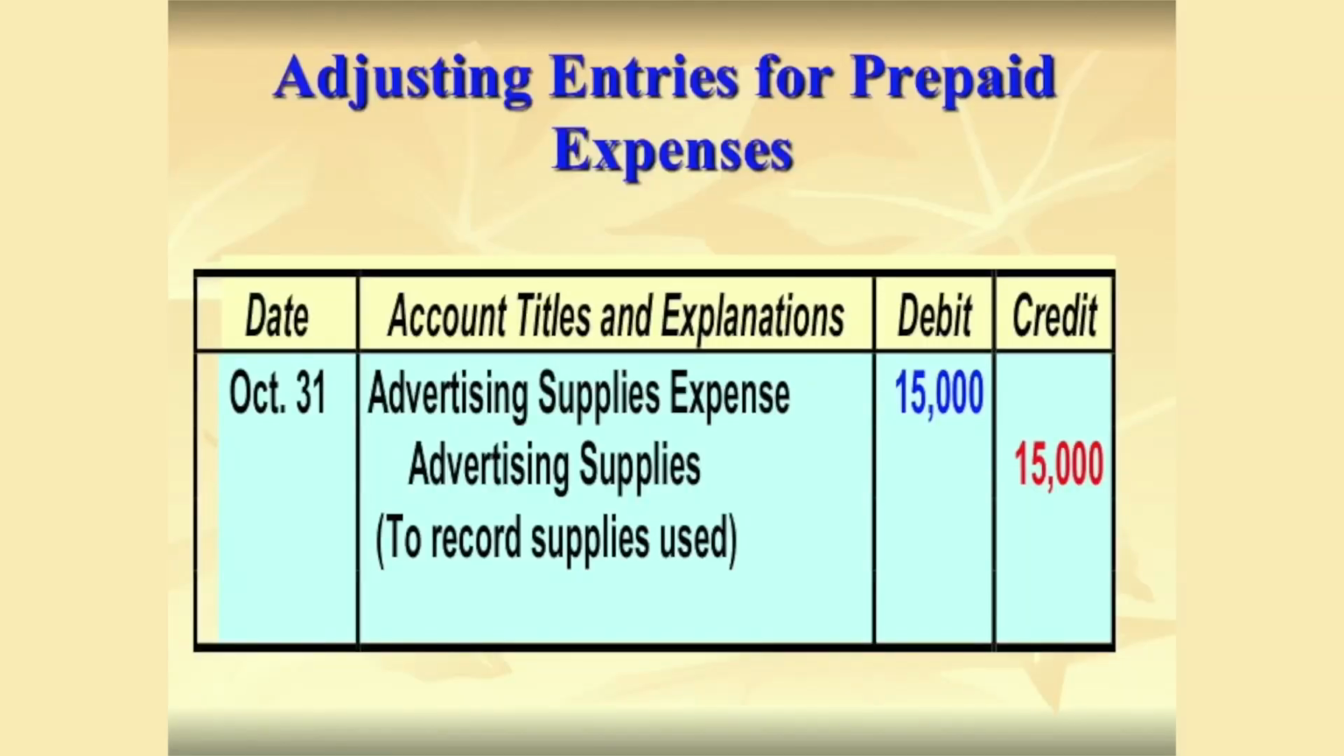If the adjusting entry for this prepayment is not made, then the expense will be understated and the net income will be overstated in the income statement by taka 15,000, and both the assets and owner's equity will be overstated by taka 15,000 in the October 31st balance sheet. Let us discuss the adjustment for prepaid with another example of insurance.